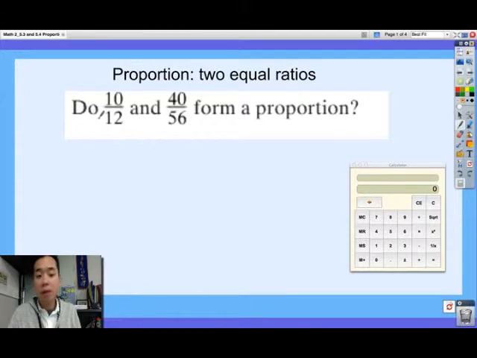So on the screen, you'll see a very common question: do 10/12 and 40/56 form a proportion? The easiest way for me to do it is to convert both into a decimal. Now you can definitely just simplify both fractions down, find the common factor between 10 and 12, or greatest common factor, and keep going until you can't go anymore to see if they are equal. Well, we can bypass that. So I'm going to change 10/12 into 10 divided by 12. Remember, the ratio bar is the same thing as divided by.